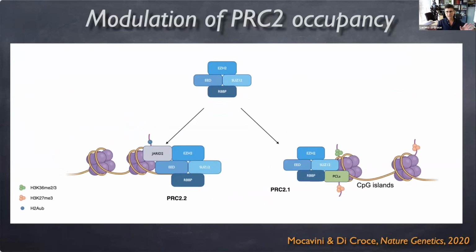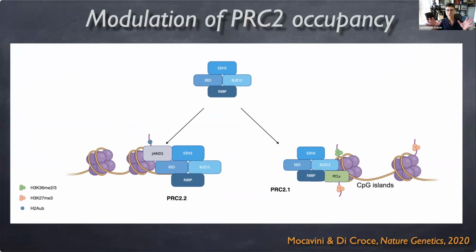So basically, with respect to PRC2, the situation is a bit simpler. We don't have so many variations like in the case of PRC1. We have mainly two big variations: PRC2.1, which contains PCL protein or Polycomb-like 1, and PRC2.2, which contains JARID2 and AEBP2. And you will see in a second their different biochemical characteristics.